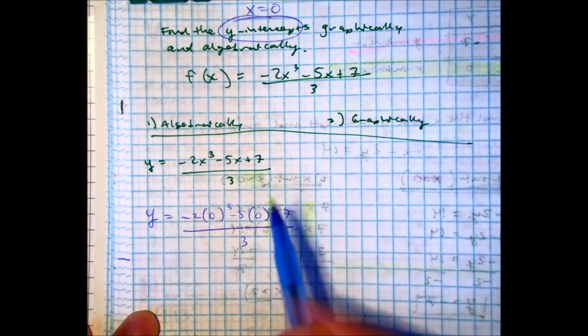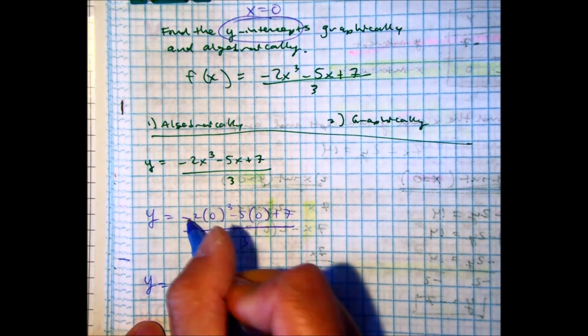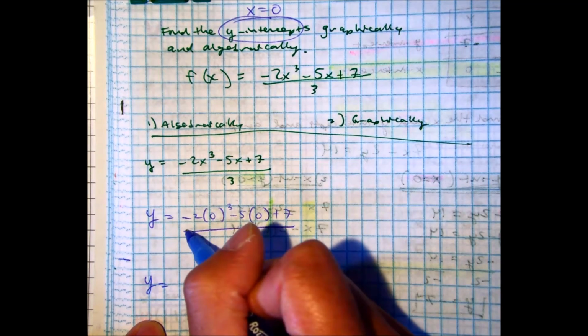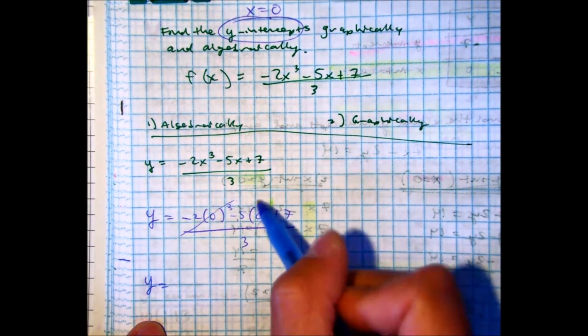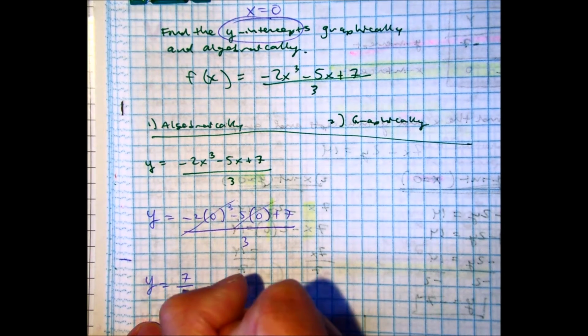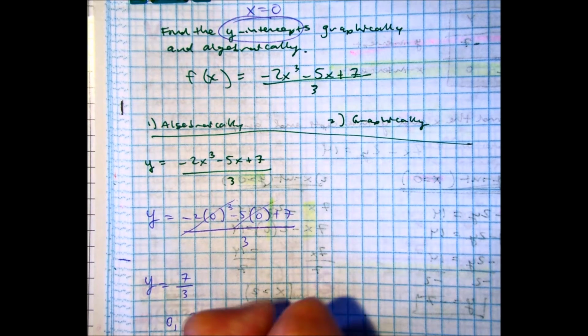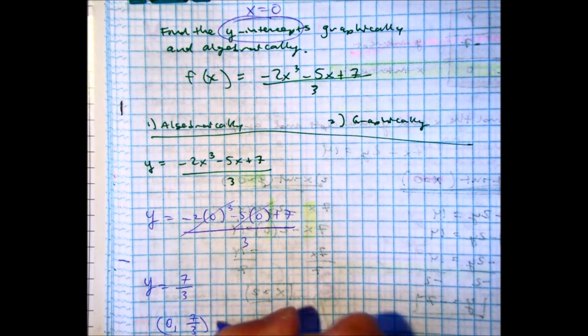Now I'm just going to use my order of operations. Class, 0 cubed. 0 times -2. So I'm putting a slash through it to kind of represent a cancel, or it's 0. I don't have to think about it. -5 times 0. And we're just left with what? 7/3. Remember, my ordered pair is 0, 7/3. And I'll just label that my y-intercept. Okay?